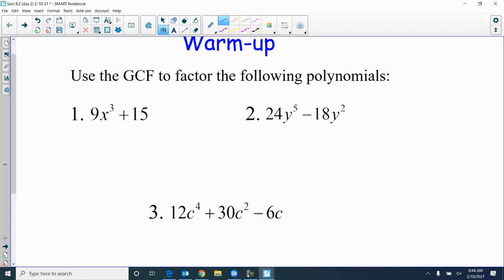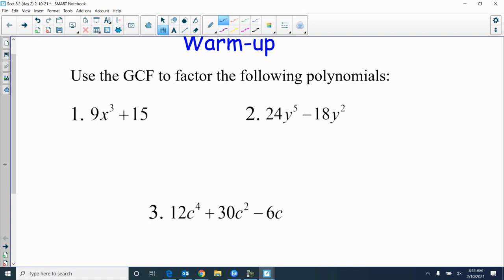Hey, I haven't looked at everybody's, but a couple of common mistakes I see is that a variable can be part of your GCF. Now it says use the GCF to factor the following. Now factoring means to write as a product.